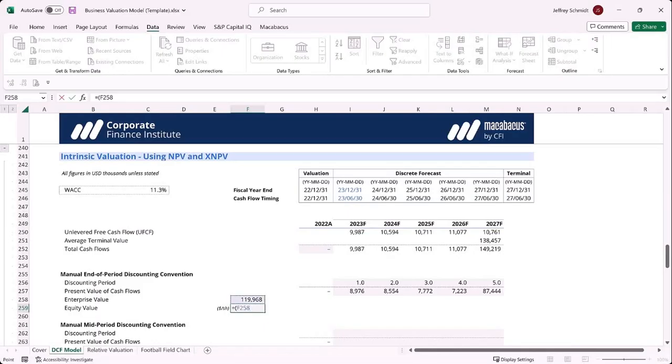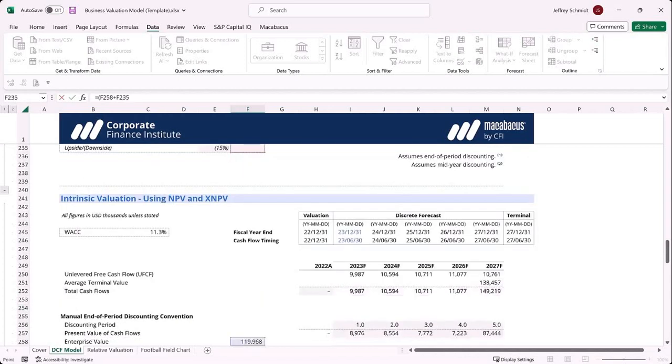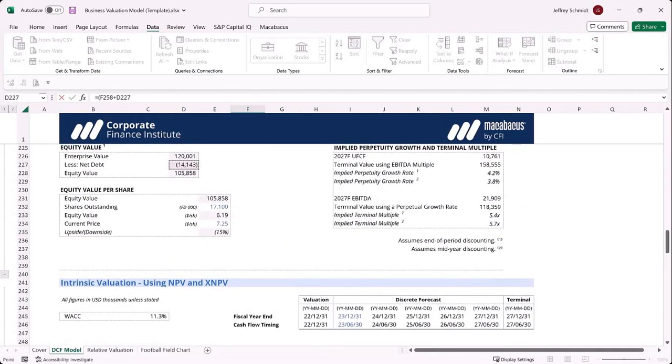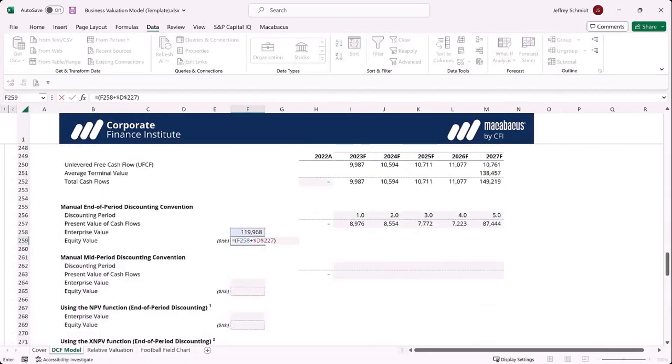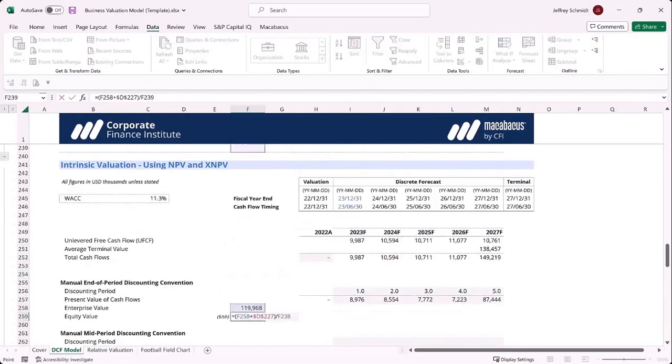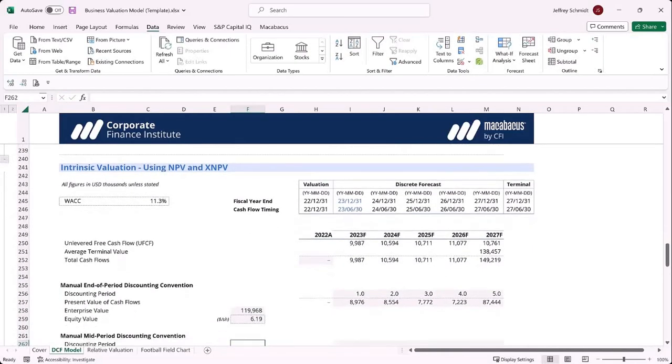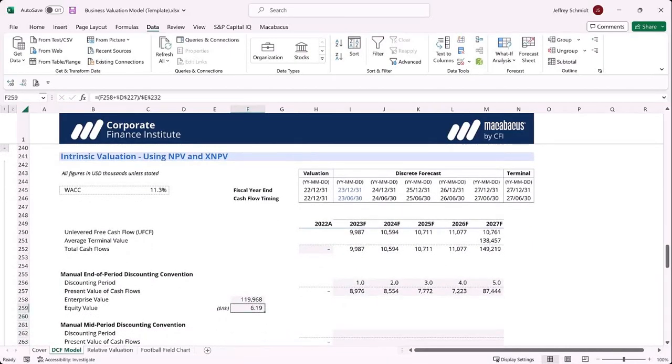So we'll take our enterprise value. And if you recall, net debt was negative, so we can add it. By adding a negative number, we are, of course, subtracting, but we'll anchor that. And then we need to divide by the shares outstanding, which we will also anchor. So now we have $6.19, which is what we had earlier.